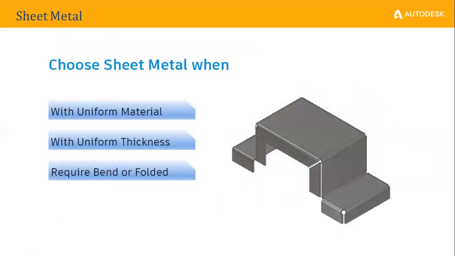So when can we choose sheet metal? If you have a uniform material throughout the entire design, and if you have a uniform thickness where it requires bending and folding, that is where sheet metal comes into application. You can see it will have uniform thickness throughout the area. This is where we choose sheet metal.